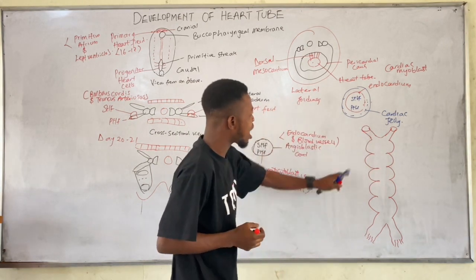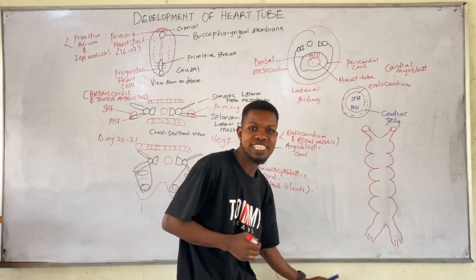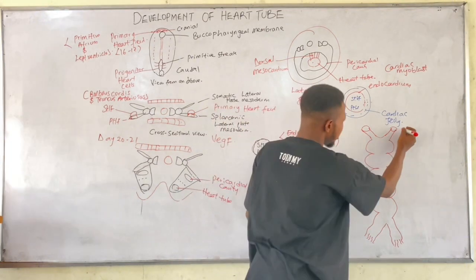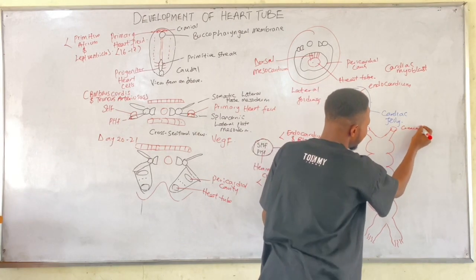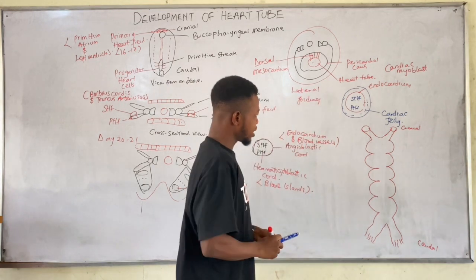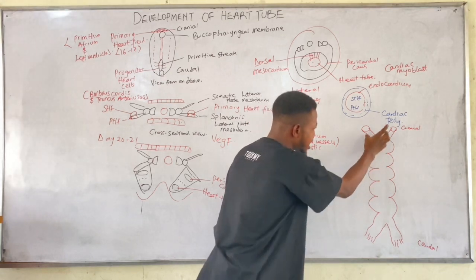Yeah, so this is the diagram of the heart. This heart we are looking at. This is a lengthwise diagrammatic expression of the heart tube. So this is the cranial part, and this is the caudal part. These are the vessels that are forming alongside the heart tube. This is the heart tube.